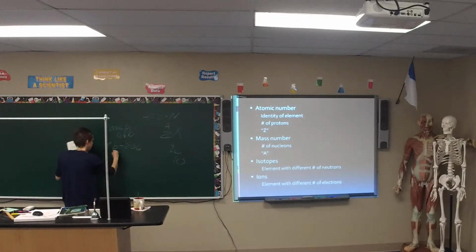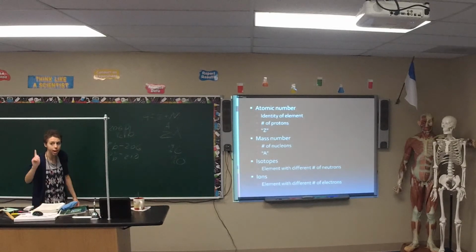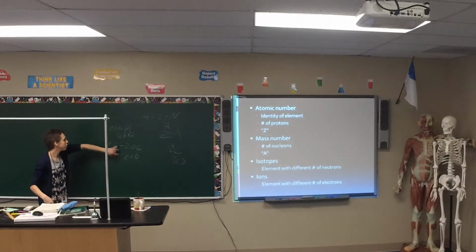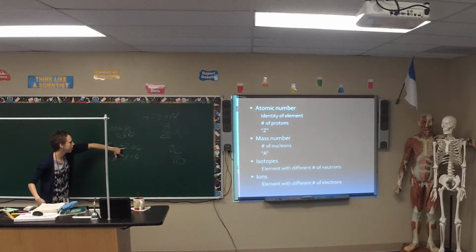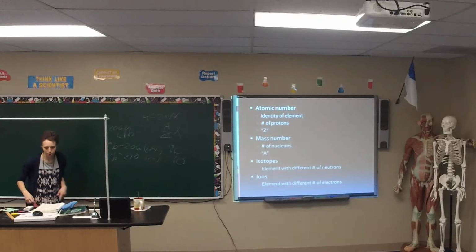You can also have this version of lead, where it might have 4 more neutrons than normal. And these are both 2 versions of lead. Now, they're both lead, so how many protons do they have? 82. So it's just the number of neutrons that has changed. This first one has 124, the second one has 128. But they're both still lead, they just have a different number of neutrons.